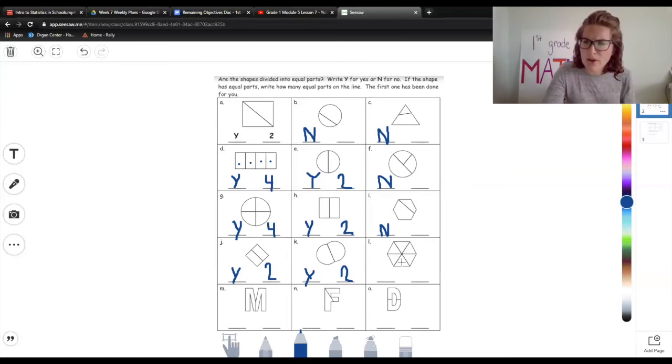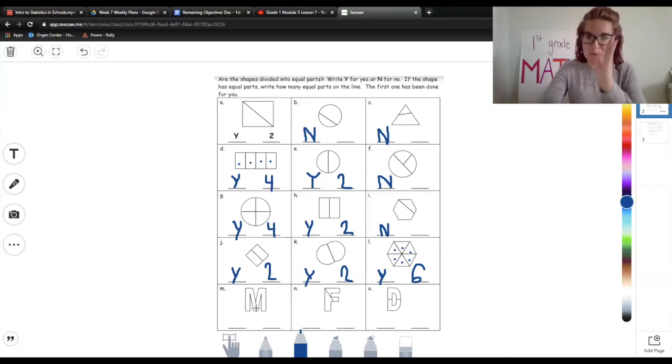Ooh, let's see. Do all of these triangles look like they're the same size? Yes. Now we have to count how many equal parts there are. 1, 2, 3, 4, 5, 6. Good job. Down here we have letters. We can divide letters into equal parts. Let's see if they did it.